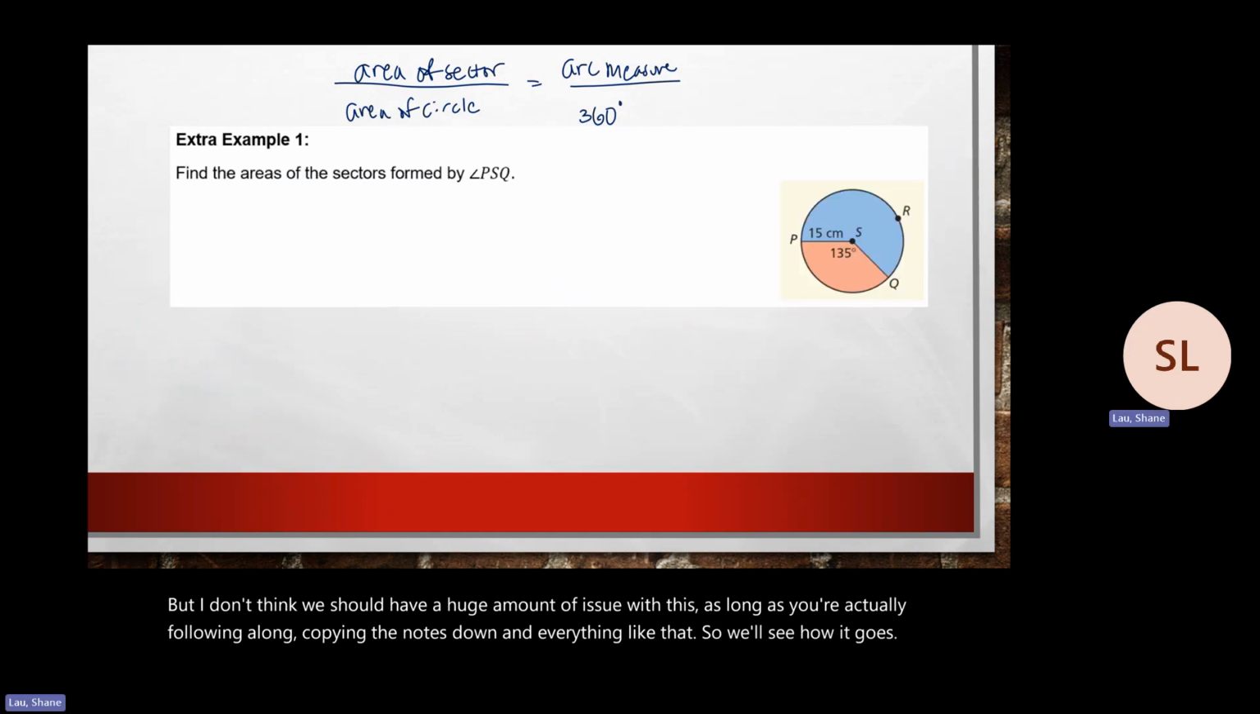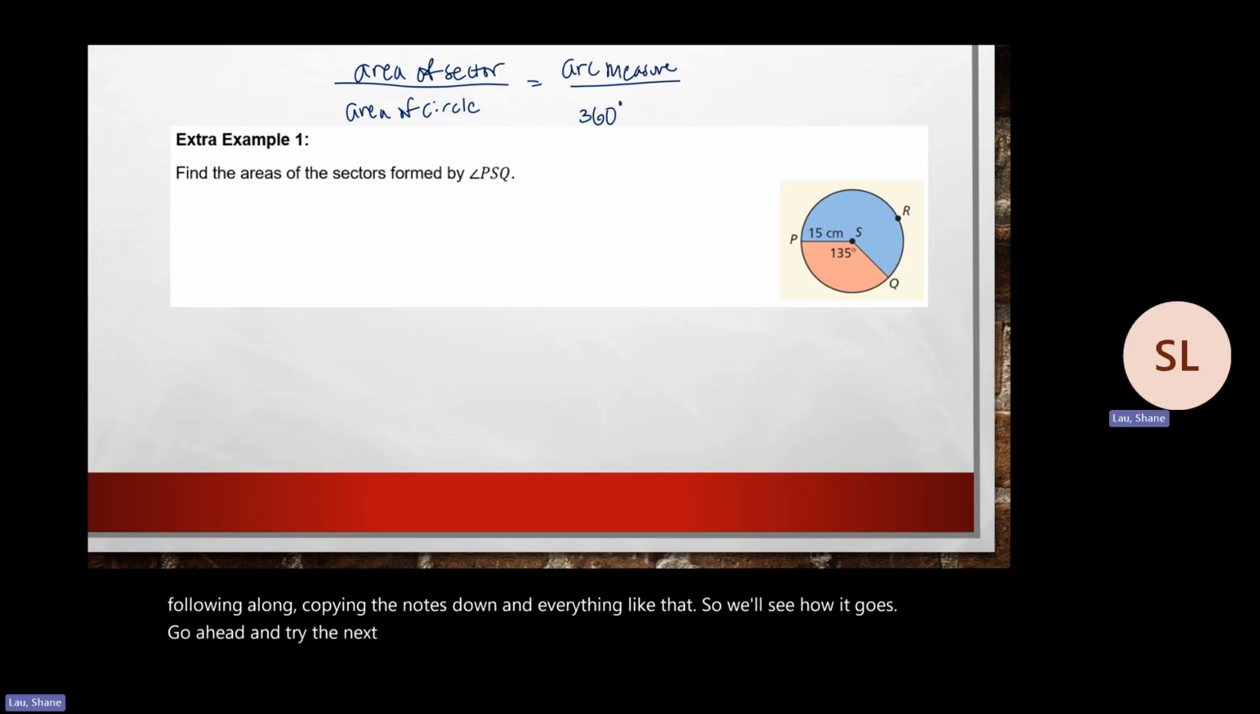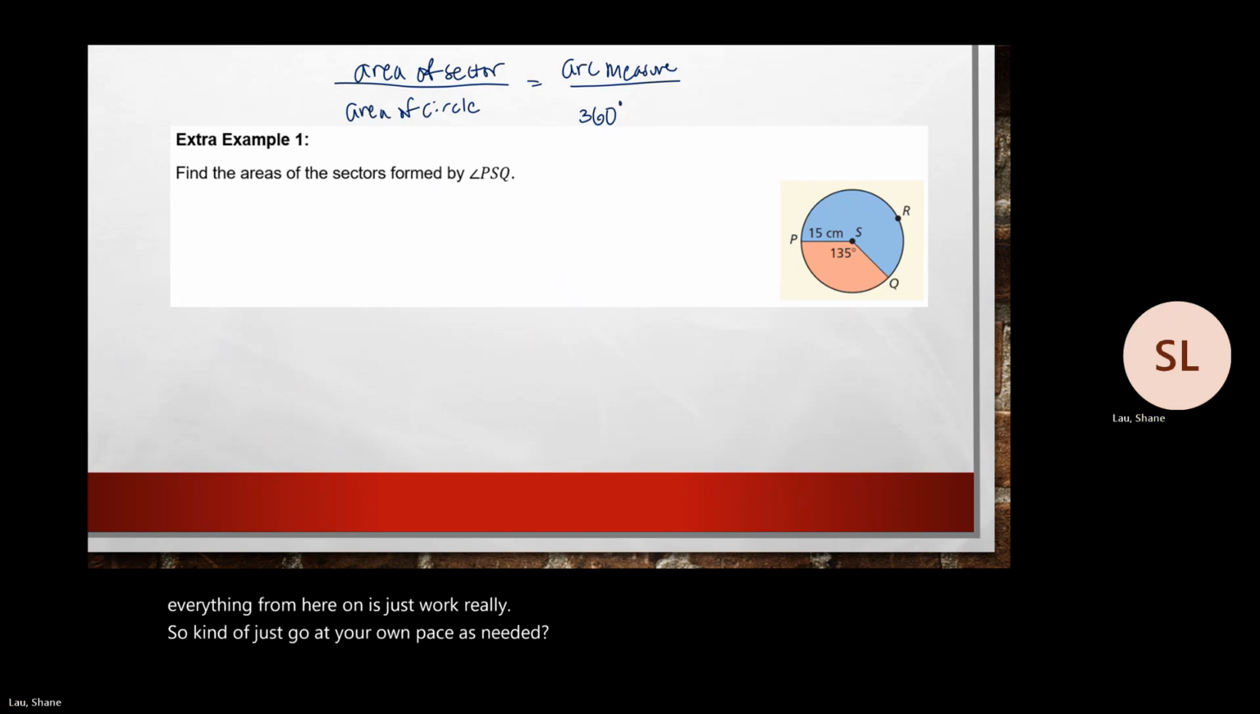Go ahead and try the next problem before we move on. Try it on your own. And actually, everything from here on is just work really. So just go at your own pace as needed. But yeah, try this.